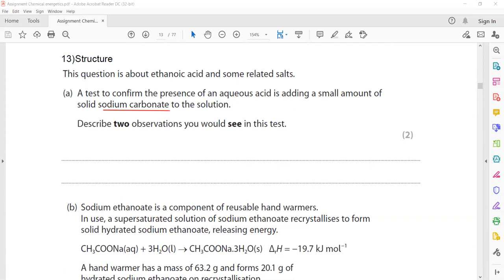So when we add a carbonate to an acid, what will we observe? When acid reacts with carbonate, it will give carbon dioxide. But in an observation, you will not write carbon dioxide. What you will write is bubbles, effervescence, fizzing. That is what we observe. So we can write fizzing. And the second thing that will happen, the solid will dissolve. Which solid will dissolve? That carbonate. So we just have to mention what we'll observe when this reaction occurs.